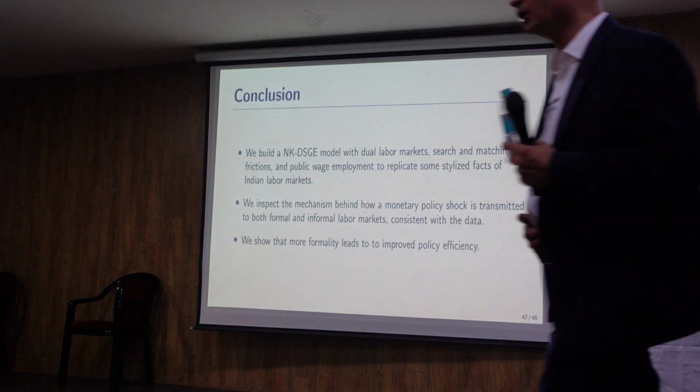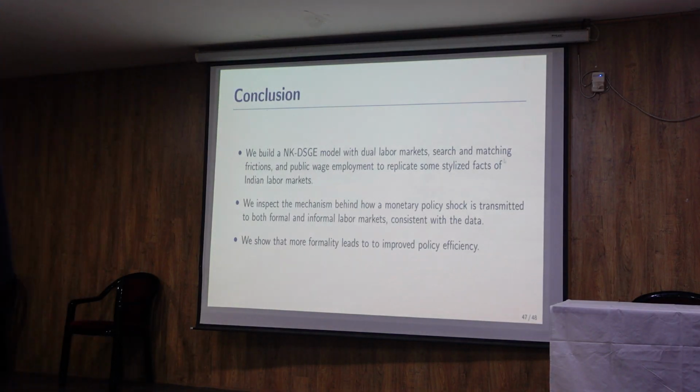So this is a class of models called New Keynesian DSGE. You should know this because this is cutting edge stuff. DSGE stands for Dynamic Stochastic General Equilibrium, and New Keynesian means that there's some price stickiness. I've put forward a New Keynesian DSGE model, with the labor market characterized by search and matching frictions, which I explained, and with informal employment, to address issues of policy efficiency and monetary policy transmission. What we find is that formalization leads to more policy efficiency, and we get a better sense of how this transmission works. Okay, I'll stop there. Thank you.